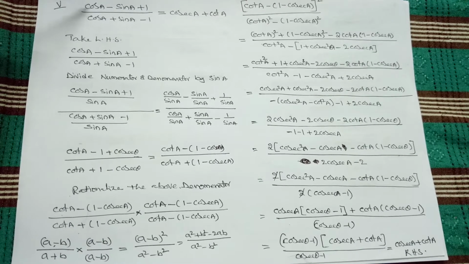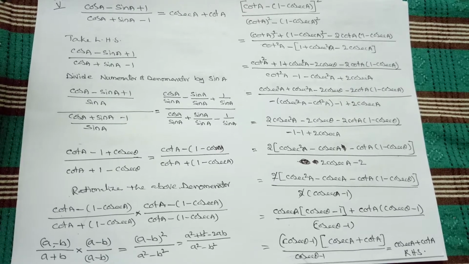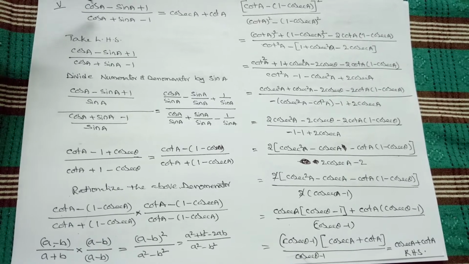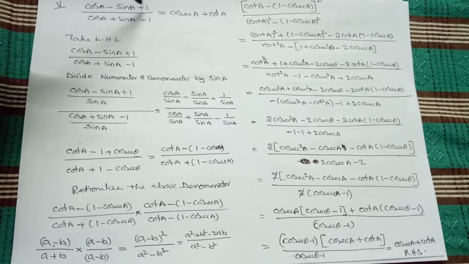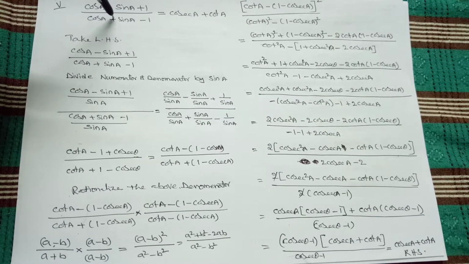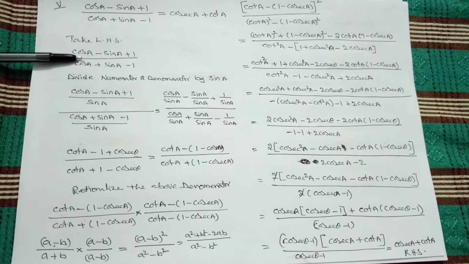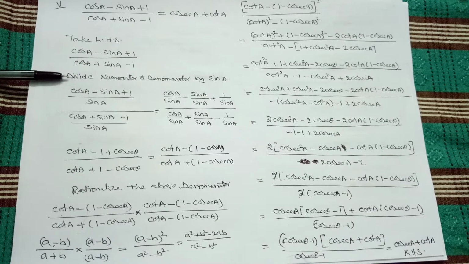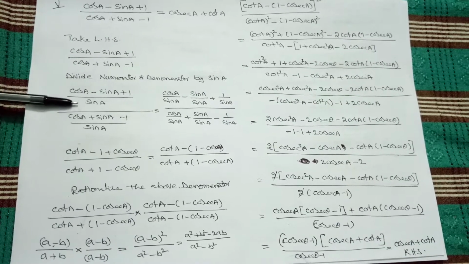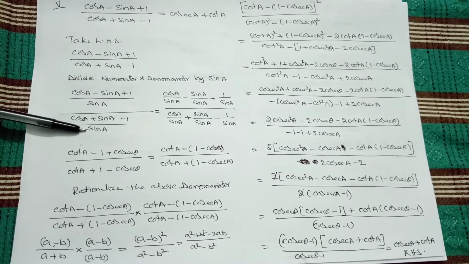Now LHS and RHS, we have to prove LHS is equal to RHS. Now take (cos A minus sin A plus 1) by (cos A plus sin A minus 1). So take LHS, divide numerator and denominator by sin A.